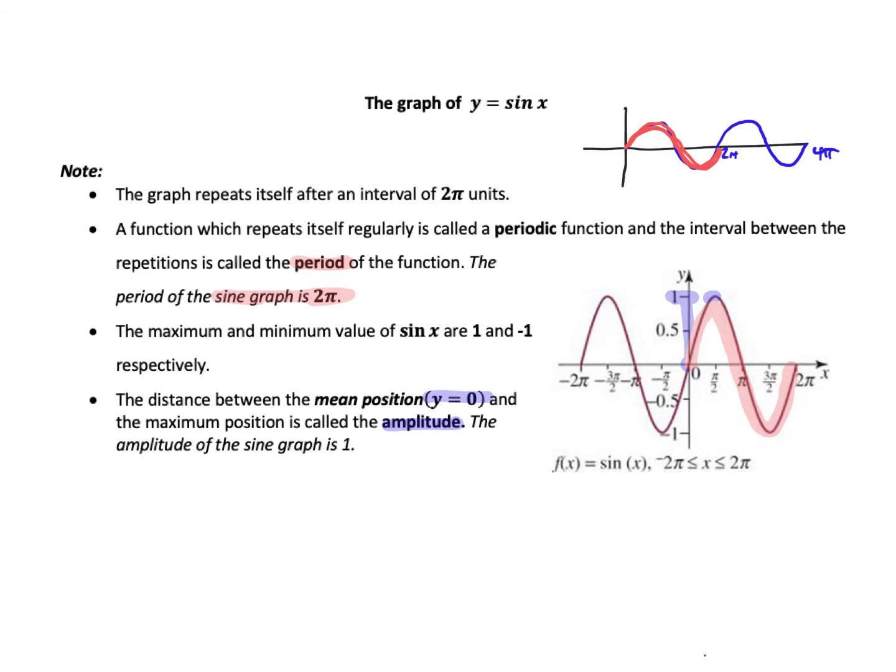Now the other thing we're going to look at is the maximum values of a basic sine graph. You can see the highest value it gets to is 1, and the lowest value it gets to is -1. What we call this distance, from the 0 up to the highest point, is the amplitude. Because it's 1, this graph has an amplitude of 1. It peaks up 1, and it also peaks down 1, at -1.